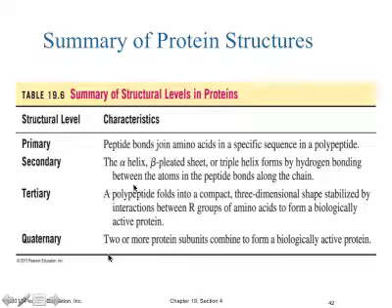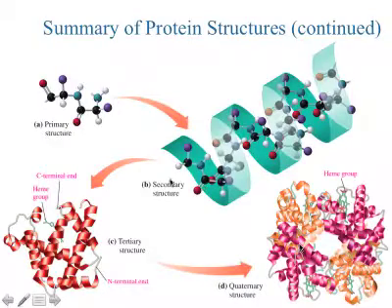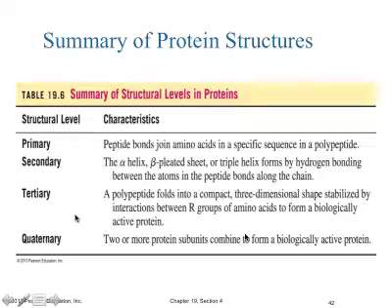And quaternary is when you take subunits and put them together to form a biologically active protein. Not every protein has quaternary structure. You have to take protein subunits and put them together, but many do. A tertiary structure can be biologically active as well. So quaternary is when you take more than one protein subunit and put them together to form a biologically active molecule. These protein subunits by themselves would not be biologically active.